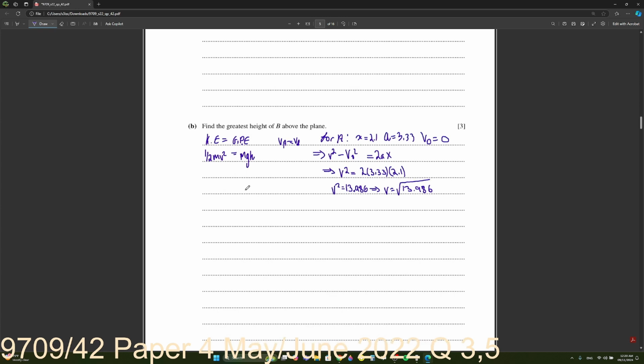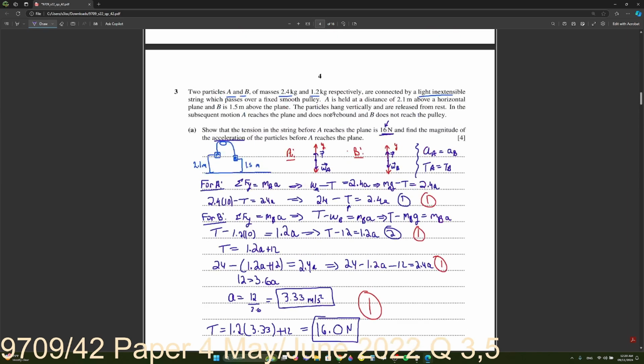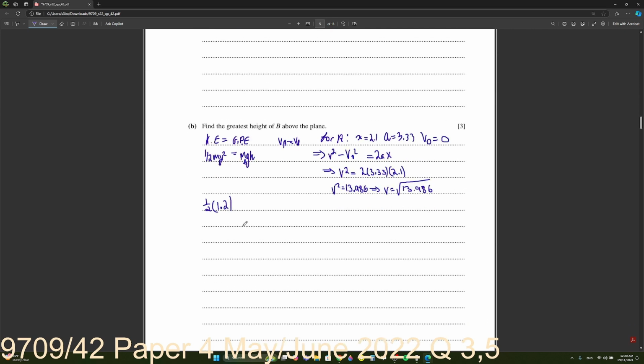We can now do half mv squared equals mgh. So half the mass, we're talking about B, right? So let's put it just to make sure, or you could just write on top for block B. Half times the mass of B, which is 1.2, times velocity squared, so root 13.986 squared, is equal to the mass of B, 1.2, times g, which is 10, times the height. And remember, the height we're finding here is the extra distance it's traveled. So the height that I get here won't be the maximum height. We'll see later. Let's continue solving.